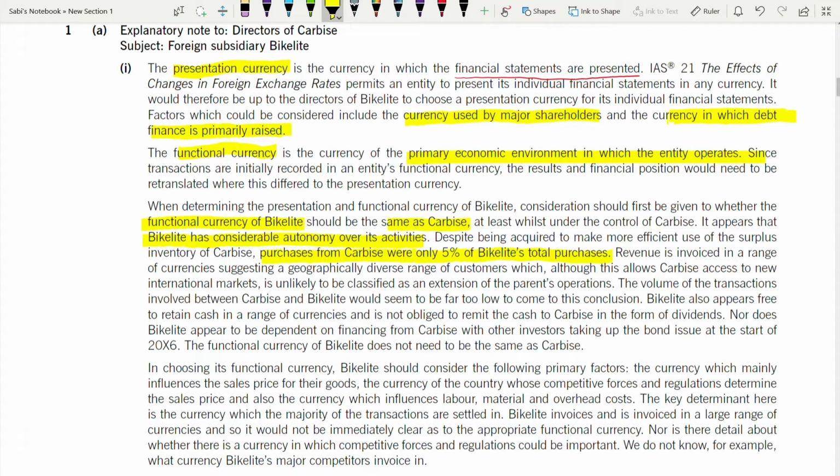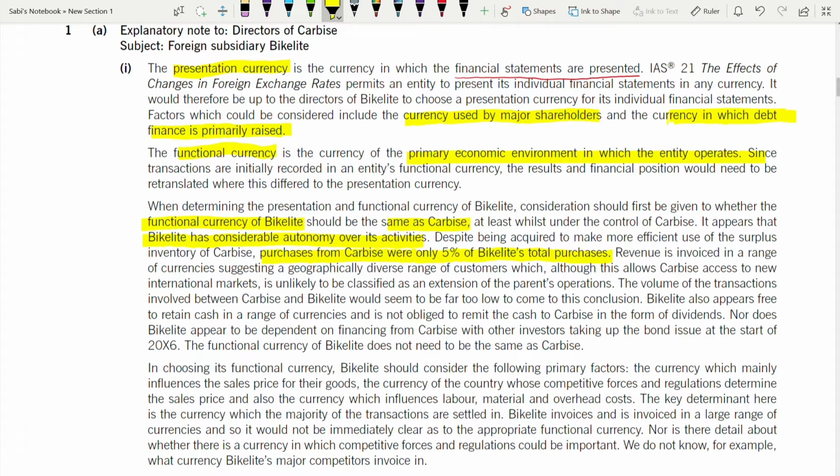I think it's dollar. So revenue is invoiced in a range of currencies, suggesting a geographically diverse range of customers, which although this allows Kirby's access to new international markets, it is unlikely to be classified as an extension of the parent's operation. It cannot be classified as an extension of the parent's operation, even though the revenues are invoiced in a range of currencies. The volume of the transactions involved between Kirby and Bike would seem to be far too low to come to this conclusion. Yes, the transaction is not so much between the parent and the subsidiary.